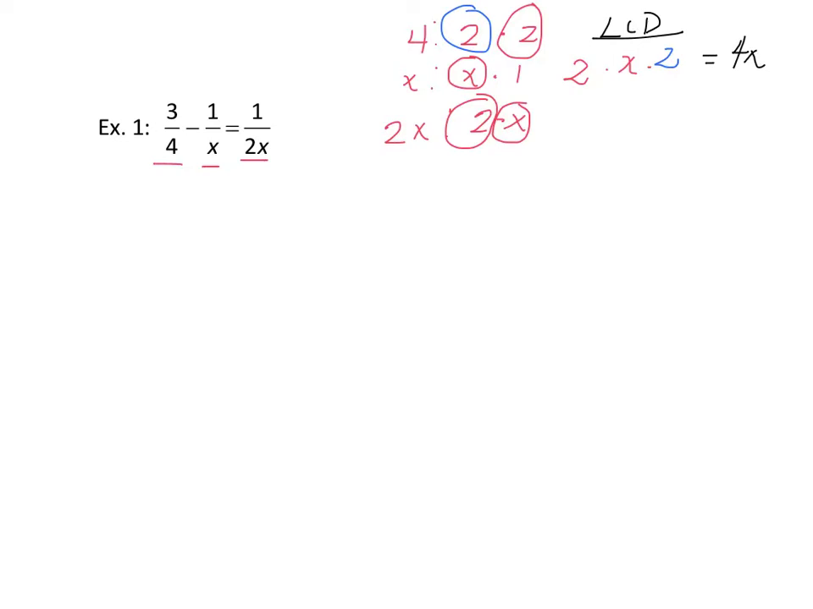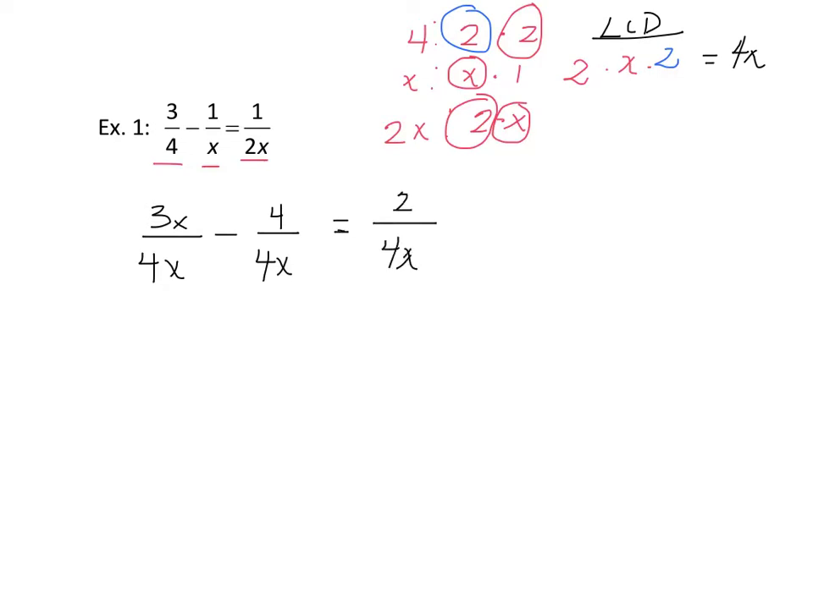And so then we will change each rational expression to an equivalent one with the new denominator of 4x. So 3 over 4 will become 3x over 4x. 1 over x will become 4 over 4x. And 1 over 2x will become 2 over 4x.